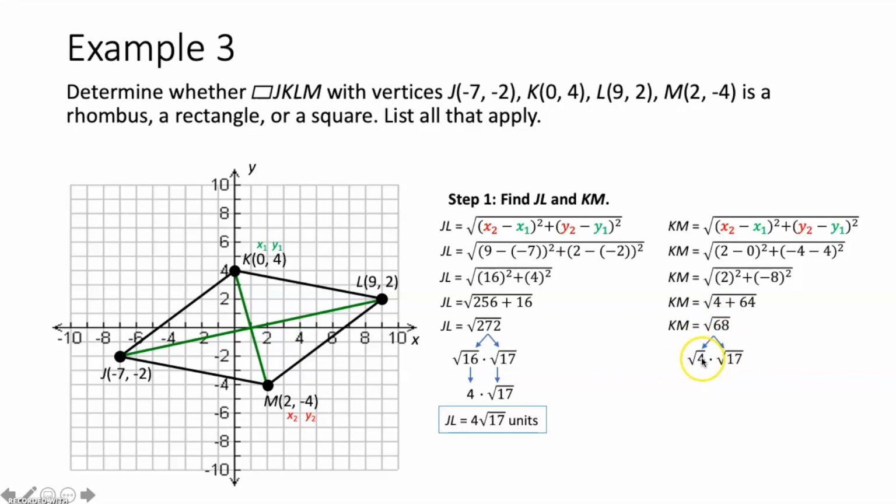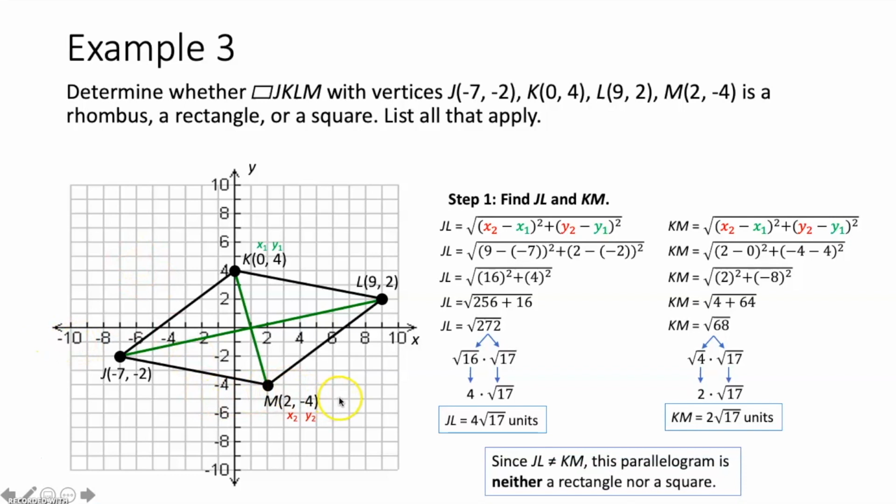Now, why did we pick 4? It's a perfect square, so the square root of 4 we know is 2. Rad 17 we said is a prime number, so that stays under the radical, and we get that the measure of segment KM is 2 rad 17 units. That means that the diagonals are not congruent to each other. They have different measures. So because the diagonals have different measures, they're not congruent, we know that the parallelogram here cannot be a rectangle or square. It's neither a rectangle nor a square.